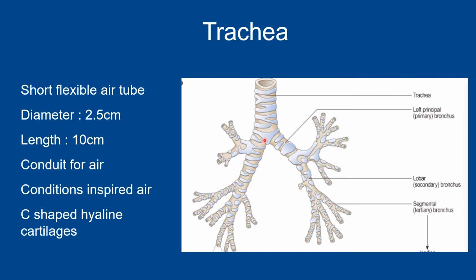Trachea. Already you have done the gross anatomy of the trachea. It has C-shaped cartilage. The diameter is 2.5 centimeter. Length is 10 centimeter. The function is conduit for air, and it conditions the inspired air. It has C-shaped hyaline cartilage. The ends of the C are joined by smooth muscles, and it divides into the principal bronchi, right and left principal bronchi. Right has 3 secondary bronchi, and left has 2 secondary bronchi, and the secondary bronchi divides into tertiary bronchi, which supplies the bronchopulmonary segments.